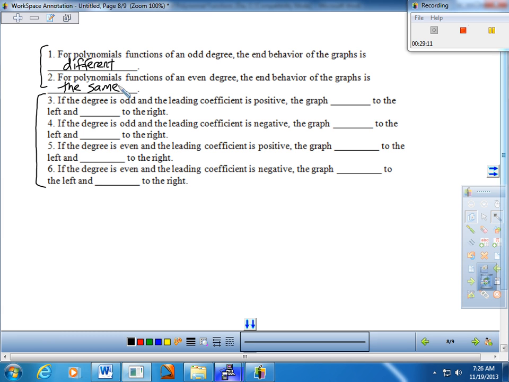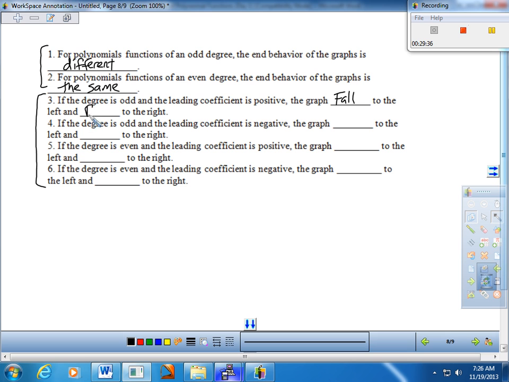Either rise, rise, or fall, fall. So now let's get a little more specific with the four scenarios that we would see, and let's draw a couple things off to the side as well. If the degree is odd, as soon as you hear degree odd, it means it's going to be different end behavior. If the leading coefficient is positive, then what we basically had was a fall-rise situation.